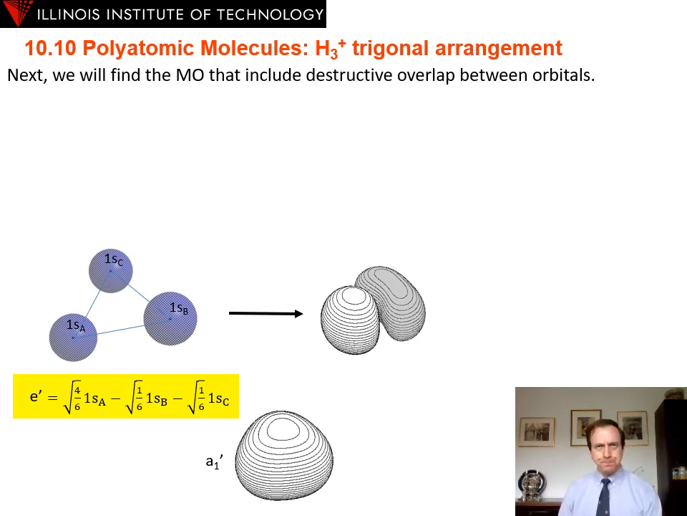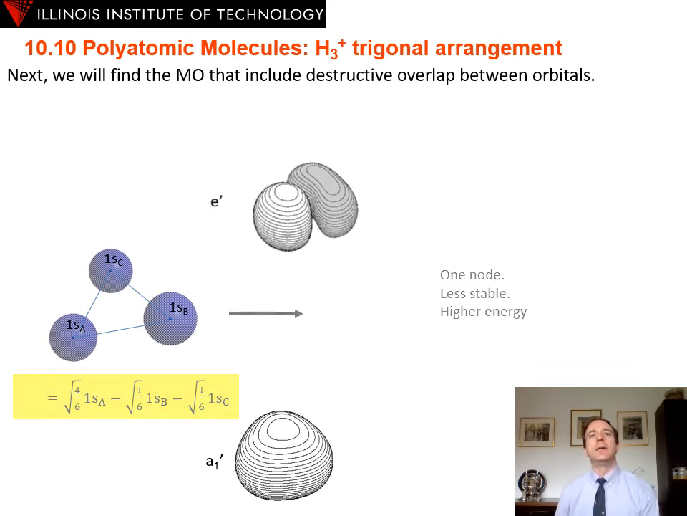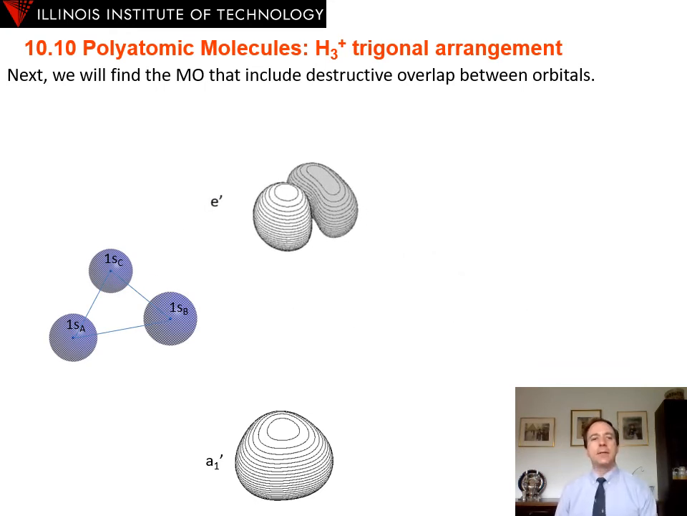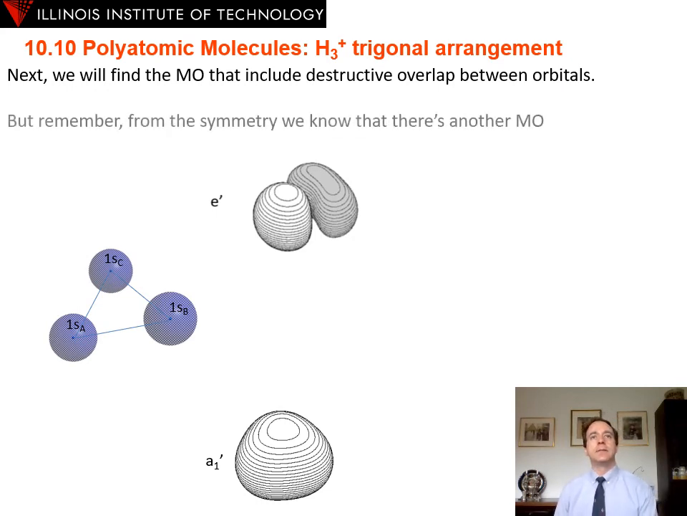That is the negative amplitude of the wave function from the B and C atoms, because their wave function contribution is negative. So this has one node. It is less stable than the A1 prime orbital because it has that node and it has destructive interference. So it's going to be higher in energy than that A1 prime orbital. So let's just put that up there.